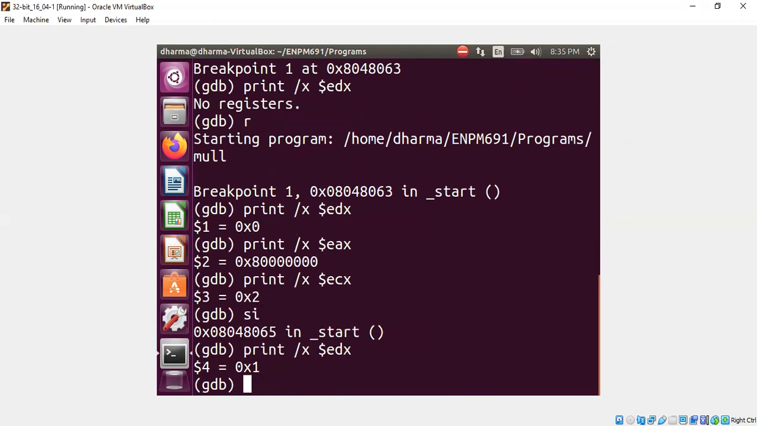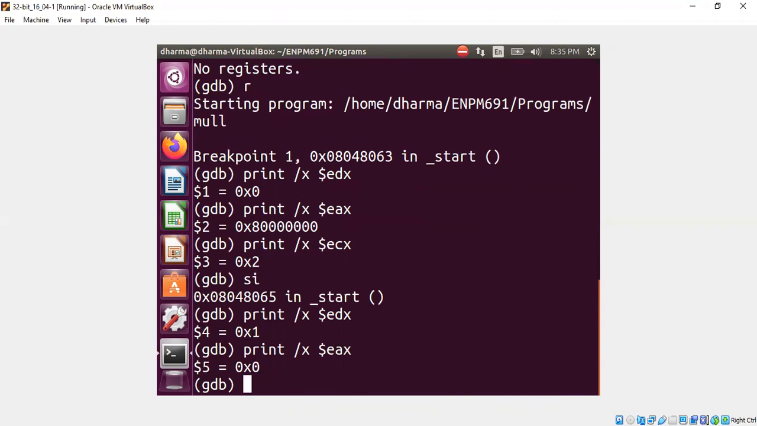Now we will do multiplication and then print all these registers. EDX is 1, as I explained on the whiteboard. EAX will be 0 because the least significant bits will be 0. All the 32 least significant bits will be 0 for 2 power 32, and 2 power 32 means only one bit has to be turned on, and that bit value will be 1 if you treat that as a 32-bit number. So mull means unsigned multiplication.